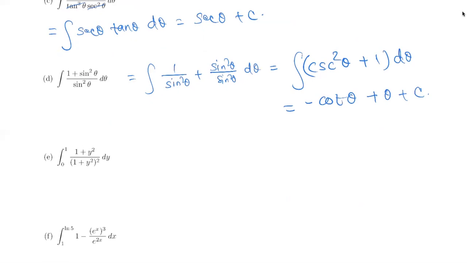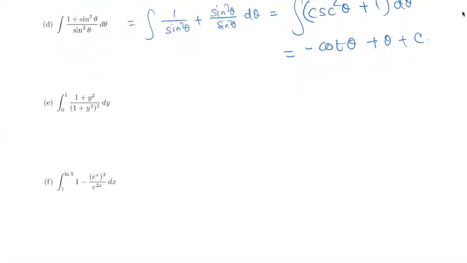Part E, 1 plus y square all over 1 plus y square quantity square. Same thing, and 0 to 1. Looking at this fraction, for me, it looks like one term and square on the bottom. So what is x over x squared? Can we simplify this? Yes. You can cross out one copy and just 1 over x, right?